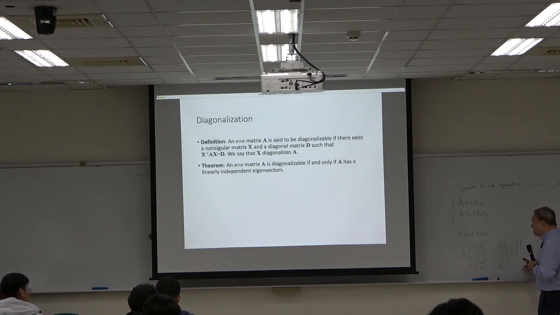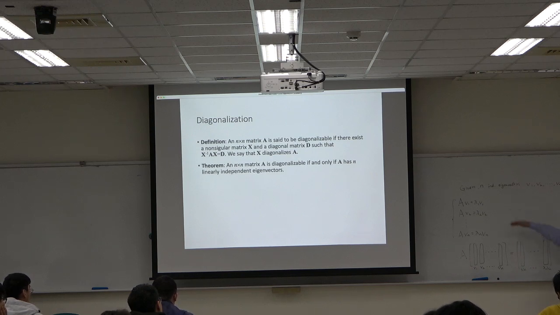This one will be lambda 1 v1, lambda n vn, right? So far so good, right? It's just like we try to abbreviate it. Originally we have n equations. Now we abbreviate these n equations into matrix multiplications, right?